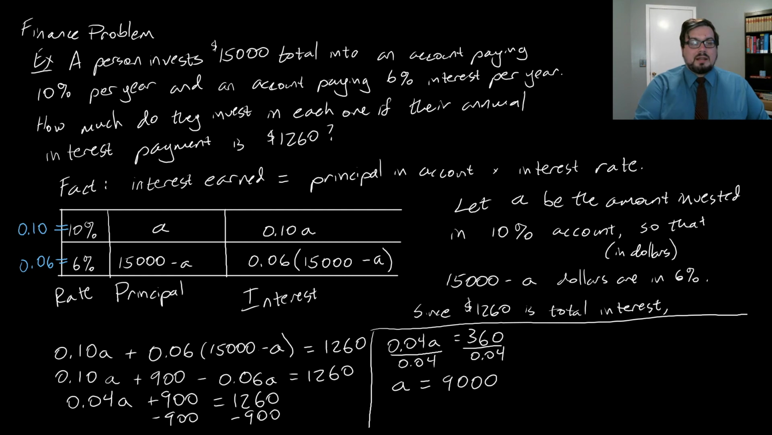We go back and check what A represents. A is the amount invested in the 10% account. So this tells us that $9,000 were invested in the 10% account. And, well, how much then was invested in the other account? Well, here we can go back and update our table. We now know that A was 9,000, which means that the amount invested in the other account is 15,000 minus A, so 15,000 minus 9,000, which would be 6,000.